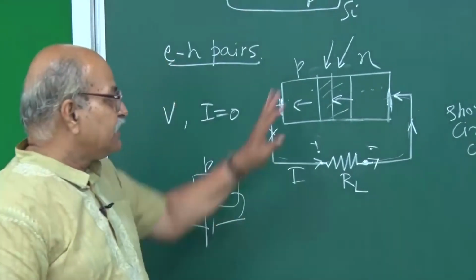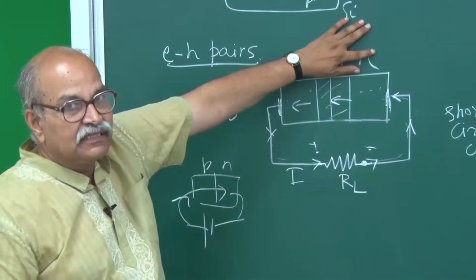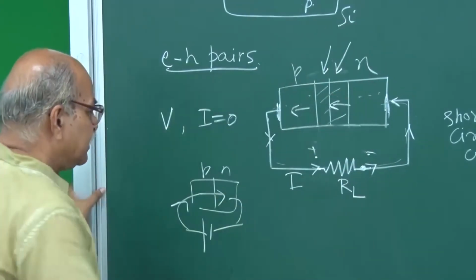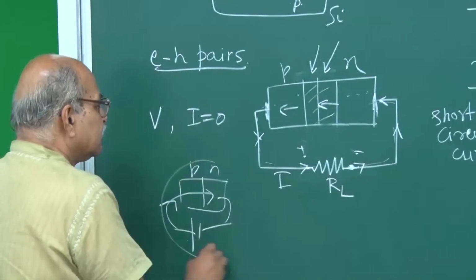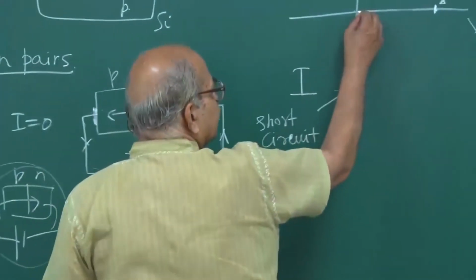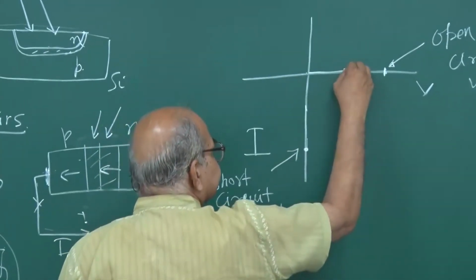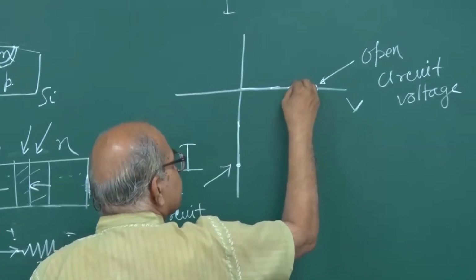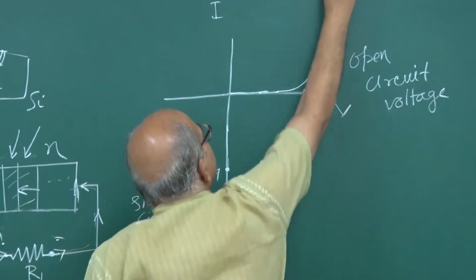If you do not have any light, what happens? If you do not have any light and you apply a voltage to a normal p-n junction, that characteristic is like this. You know that? That characteristic is like this for a typical diode.